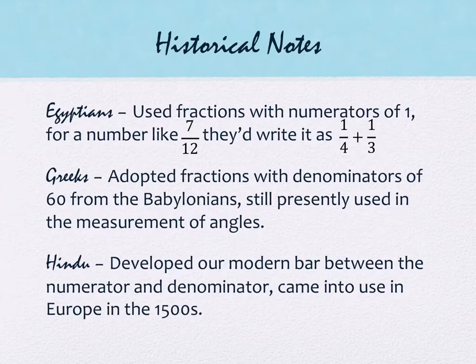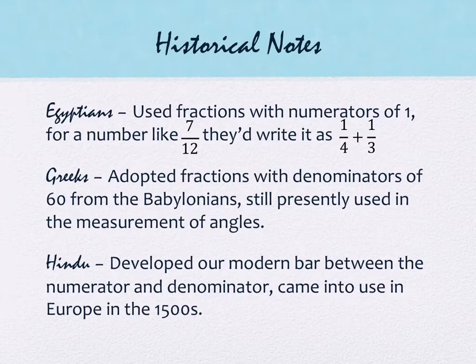There's a lot of history behind fractions. Fractions were used a long time ago. The Egyptians used fractions, but they always had numerators of 1. So instead of writing a number like 7 over 12, they would write it as a sum of 1/4 plus 1/3. That's very different than what we do now, but that's how they used fractions.